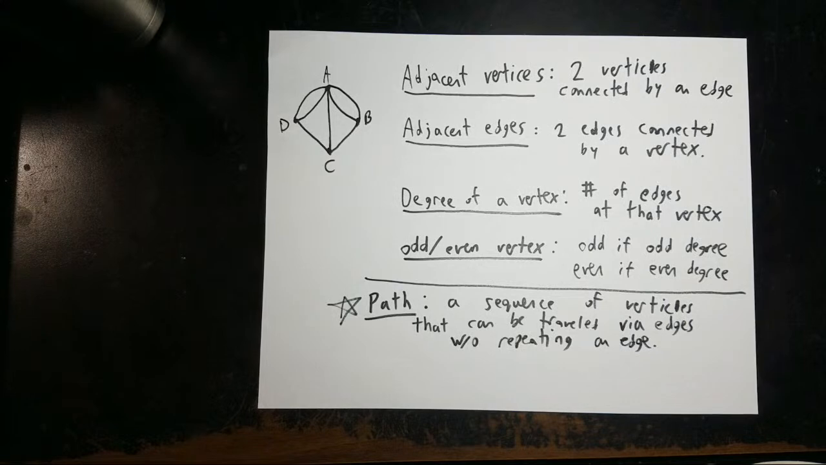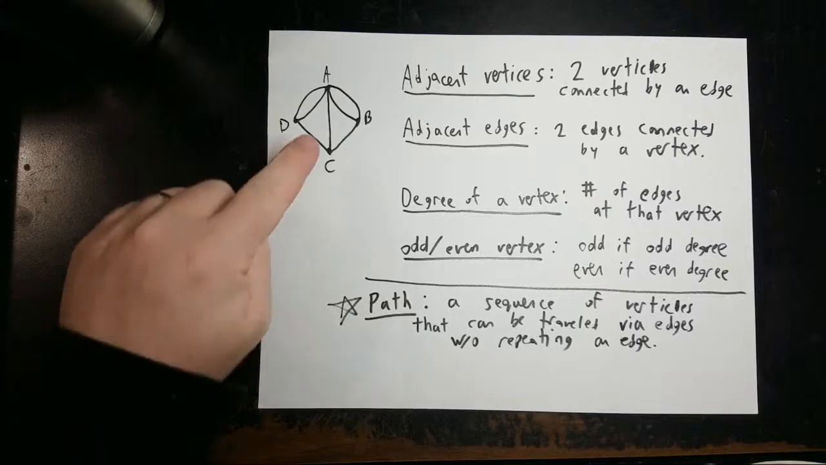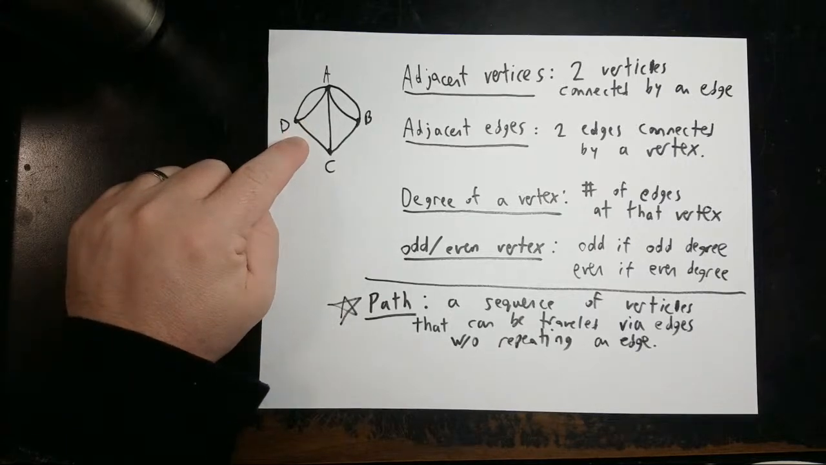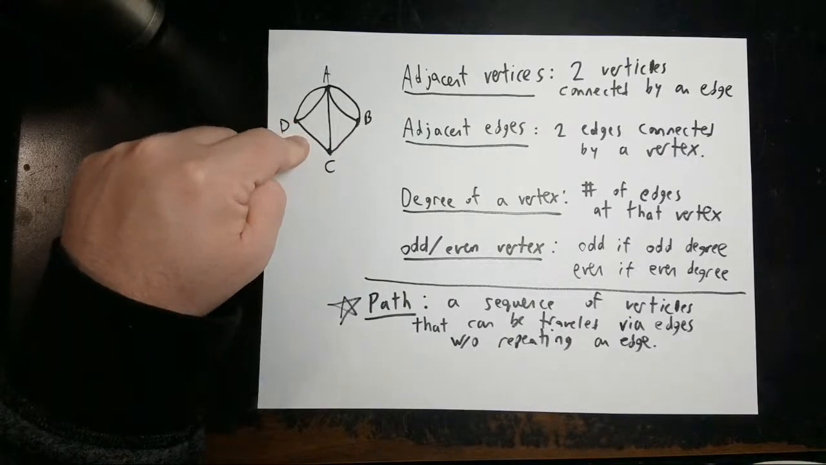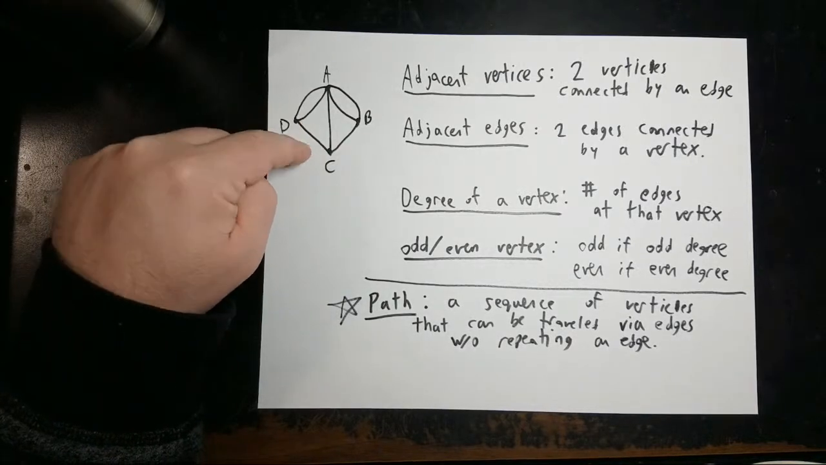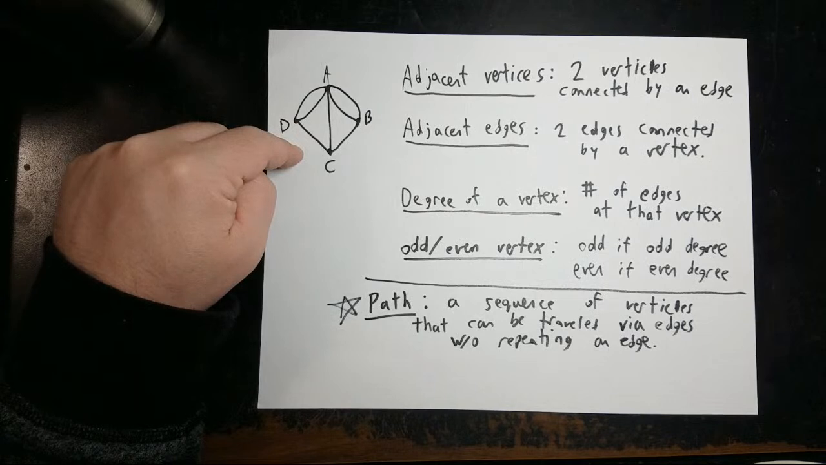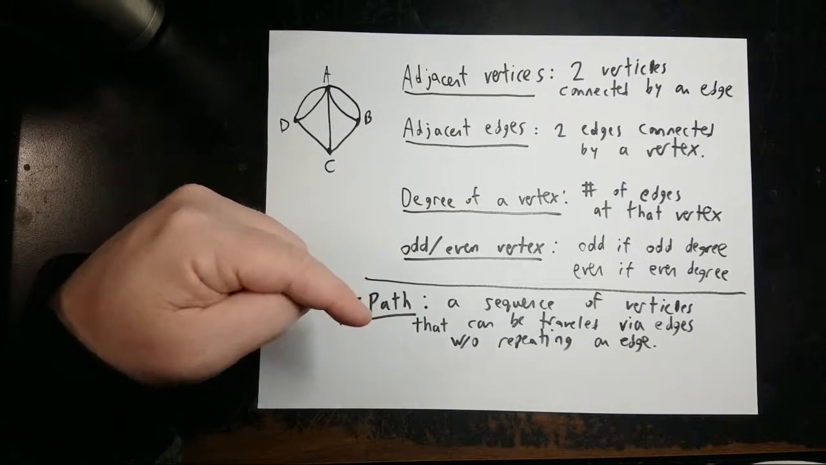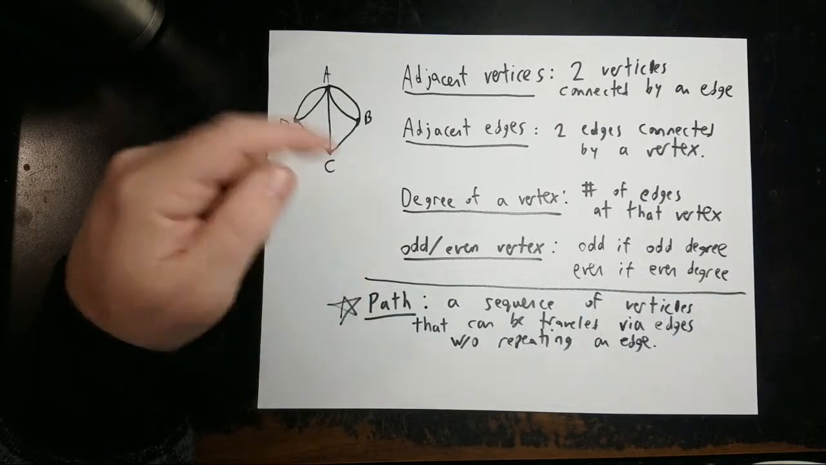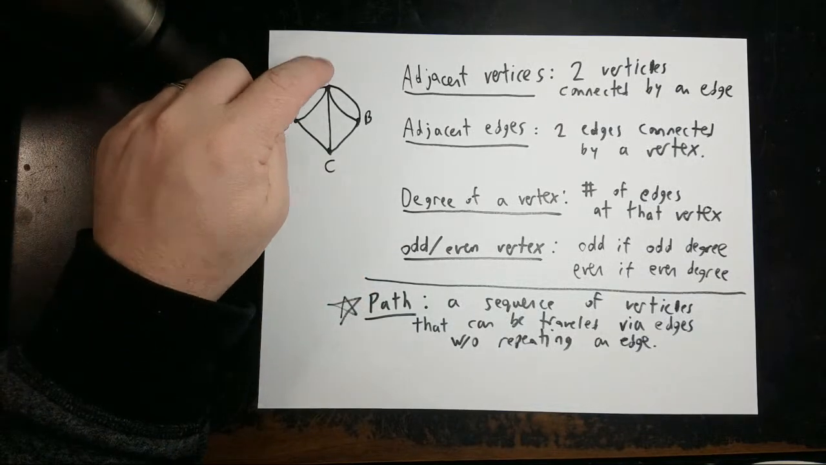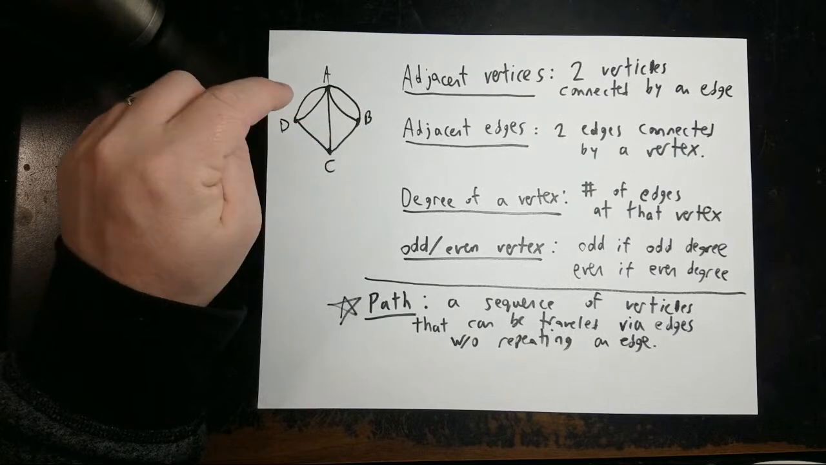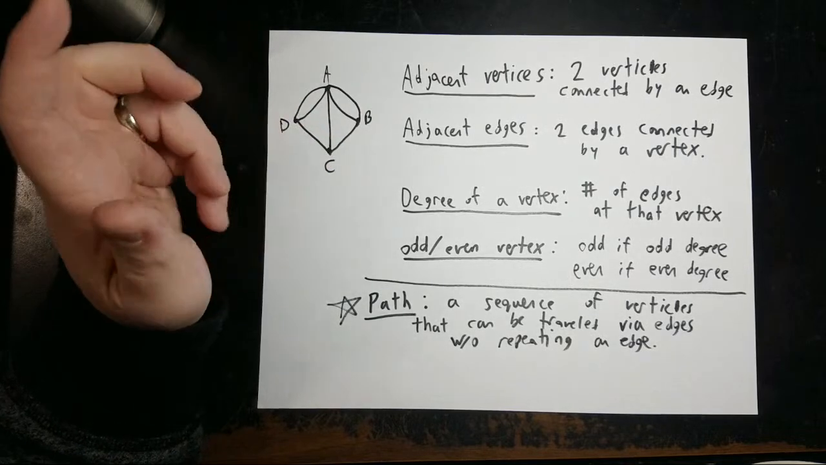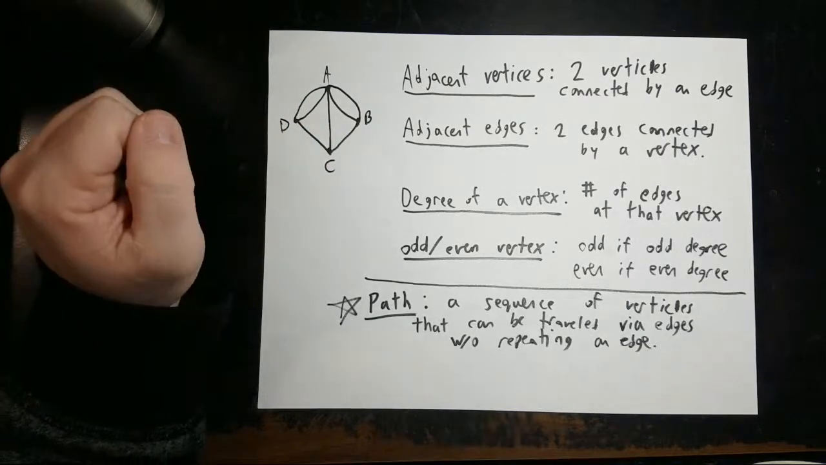Now, a path, this is not what I was asking you to do earlier with Königsberg. With Königsberg, I was asking you to go over every single edge, every single bridge. A path in general is just a sequence of vertices that can be traveled. So for example, I could go A, B, C, D. That's a path. I'm done.